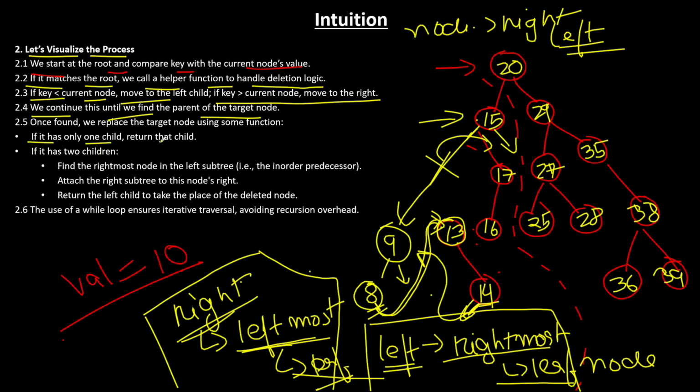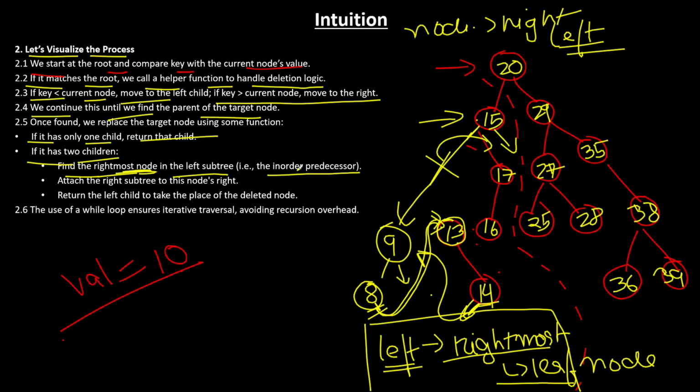If it has only one child, we return the child. That is the thing. If it has two children, we find the rightmost node. Here I've written one of the cases. Okay, I've written here the rightmost node of the left subtree, which is also called the in-order predecessor. And the leftmost node of the right subtree is called the in-order successor. Fine. If by chance you don't know anything about in-order predecessor or in-order successor, please go and read about it. It is just as simple as it can get.